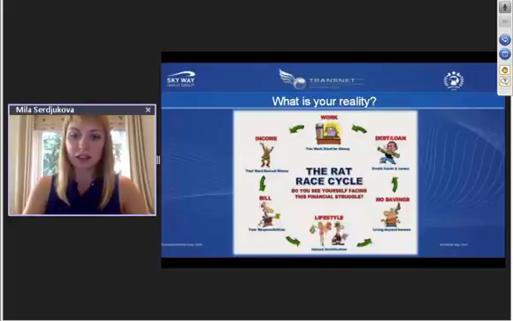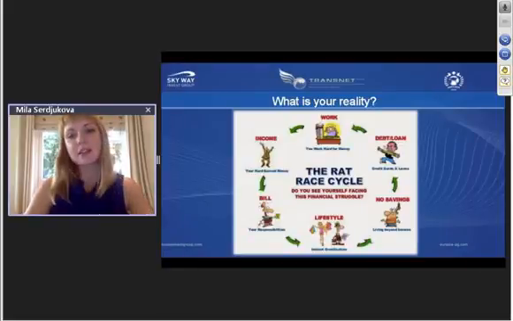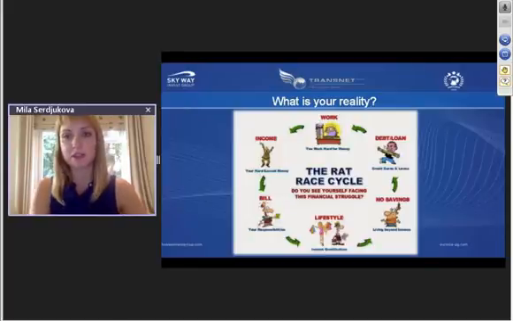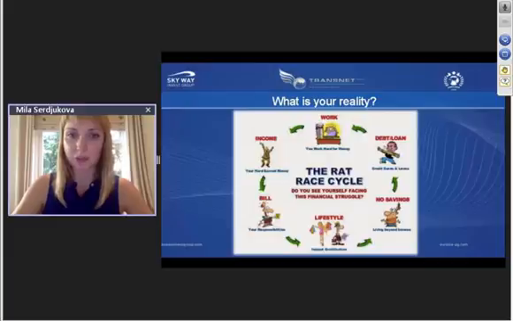And that leads us to the next slide. What is your reality? This rat race cycle was first introduced by Robert Kiyosaki in his book Rich Dad Poor Dad. And I found it really fascinating because that was also my reality a few years ago. And I think everyone can relate to this, no matter if you have your own business, or if you're working for yourself, or if you're working for someone else. So pretty much you have your job, so you work very hard for money.